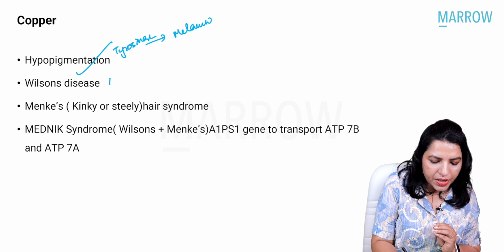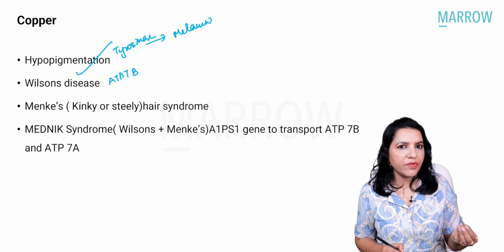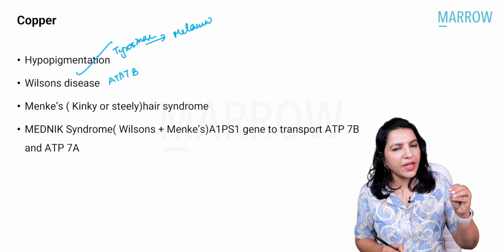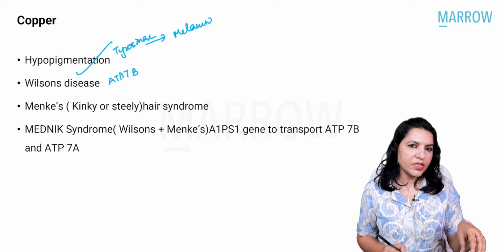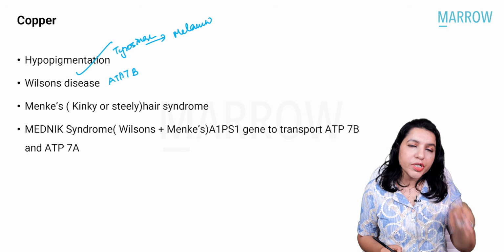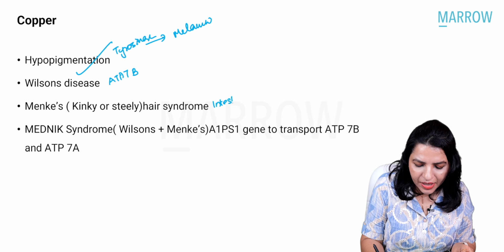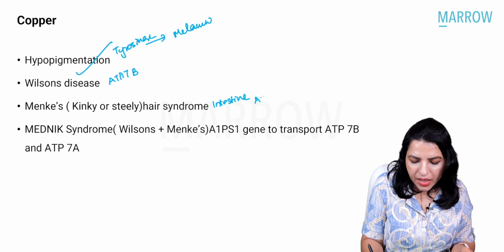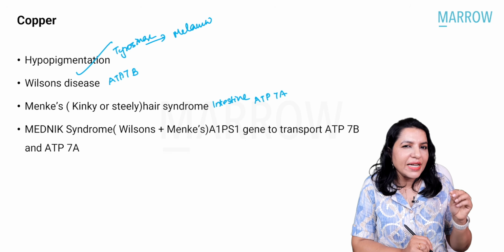ATP7B mutation. Then Menkes hair syndrome, otherwise kinky hair syndrome or steely hair syndrome. Different names are there. Which is the gene affected here? Here also a copper transport is affected, but the organ here is intestine and the gene is ATP7A. Okay, so ATP7A.